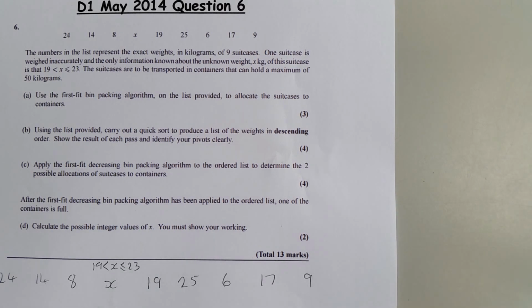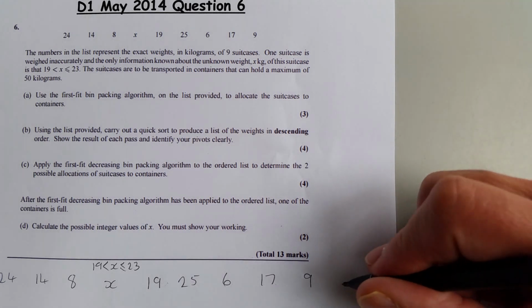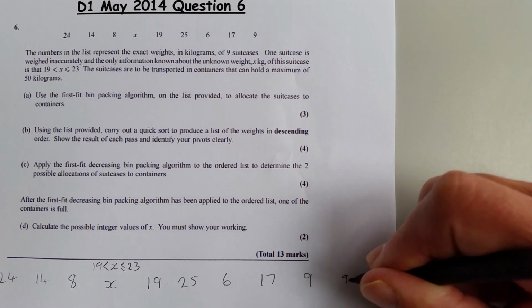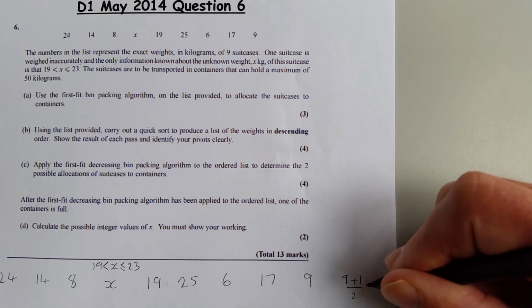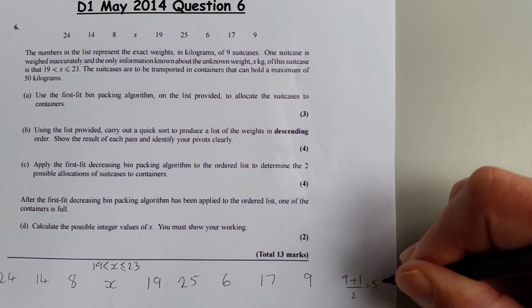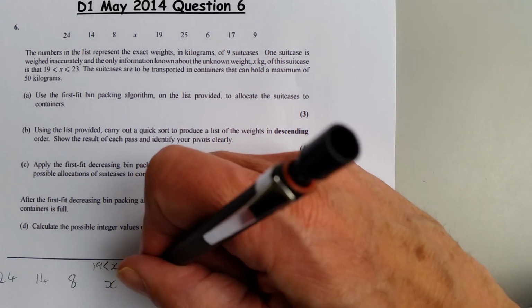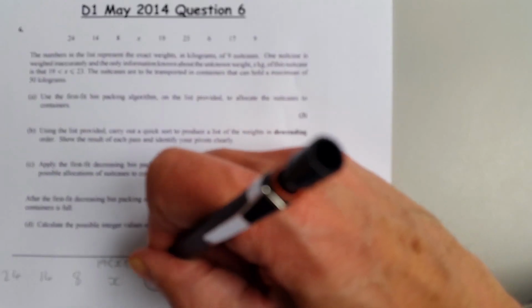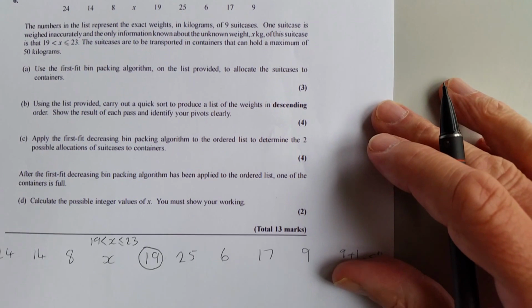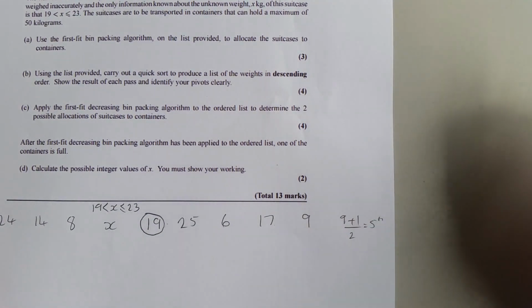So we need a pivot. Now the pivot, let's have a look. We've got 1, 2, 3, 4, 5, 6, 7, 8, 9 numbers. So the pivot is 9 plus 1 divided by 2, which is the fifth number. 1, 2, 3, 4, 5. Now what I'm going to do to show that it's a pivot is circle that. Okay. Now circle that one.